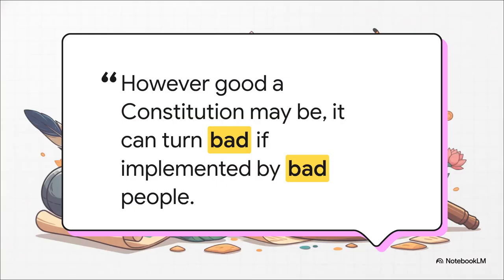But as the project wrapped up, Dr. Ambedkar actually harbored a really profound anxiety. He gave this stark warning: however good a constitution may be, it can turn bad if implemented by bad people. He emphasized that political democracy wouldn't survive without social and economic democracy alongside it. He knew for a fact that inequality and the misuse of power could easily shatter this newly constructed republic.